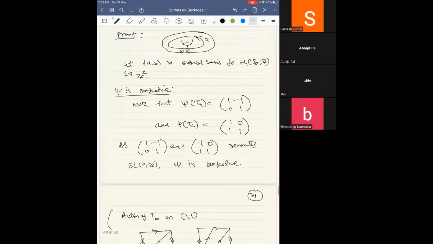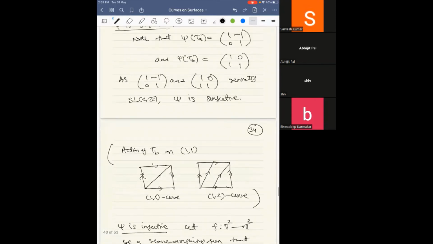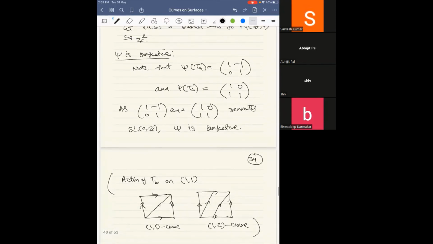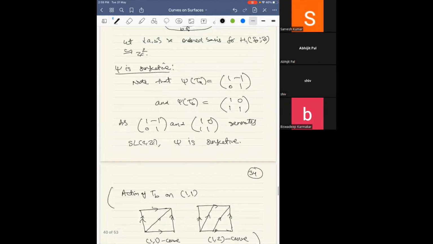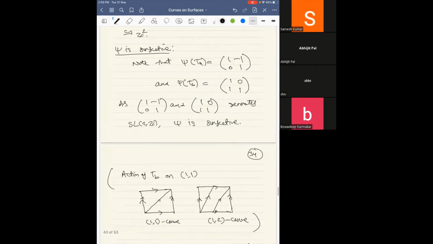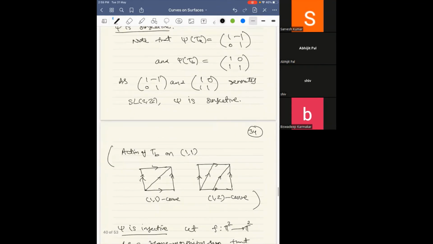Next thing you want to show is that this is injective. I have given an illustration of the action of T_b on the curve (1,1), for example. If you look at this (1,1) curve here, how will the Dehn twist around b act? This will give you a (1,2) curve, as you can see.